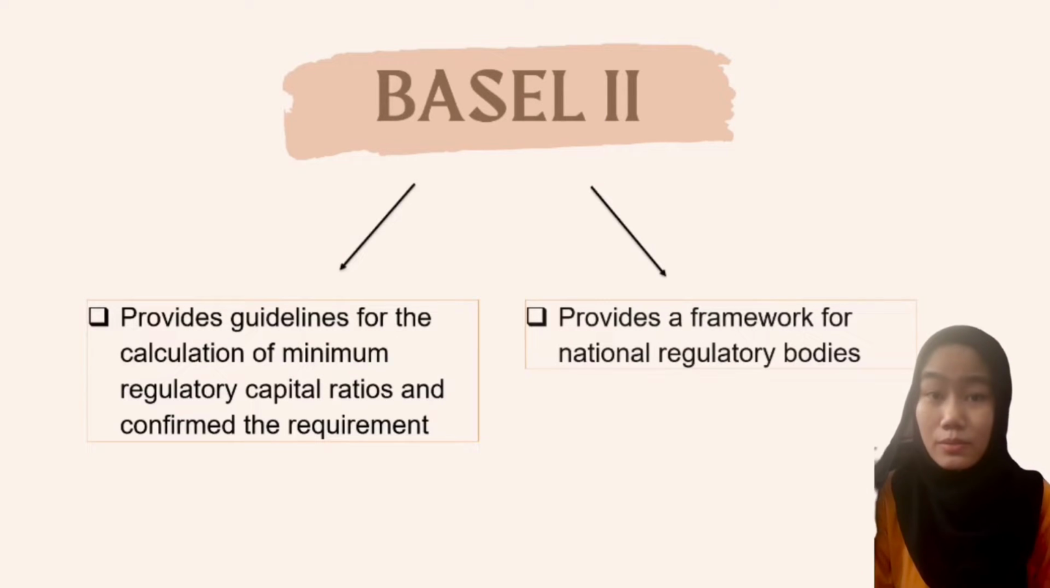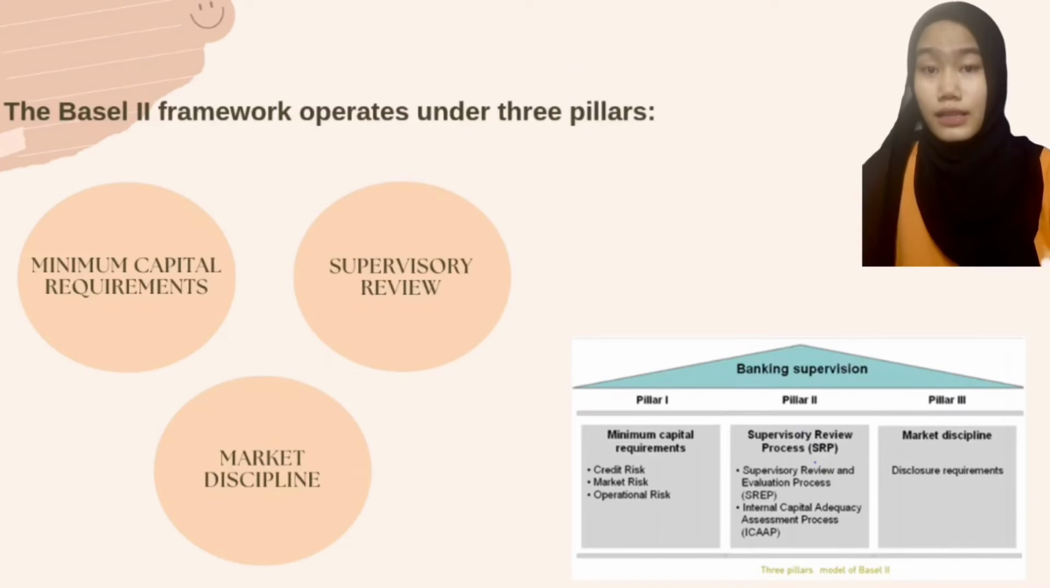Building on Basel I, Basel II provided guidelines for the calculation of minimum regulatory capital ratios and confirmed the requirement that banks have to maintain a capital reserve equal to at least 8% of their risk-weighted assets. And the next one is the second pillar of Basel II. Regulatory supervision provides a framework for national regulatory bodies to deal with systematic risk, liquidity risk and legal risk among others. Next, we will be moving on to the three pillars operating under the Basel II framework.